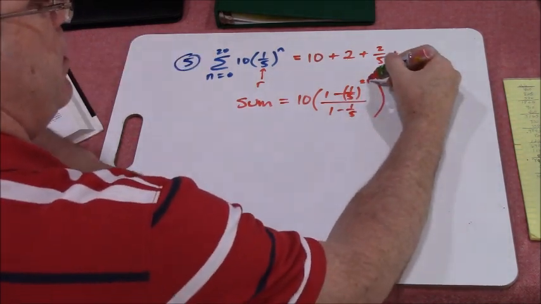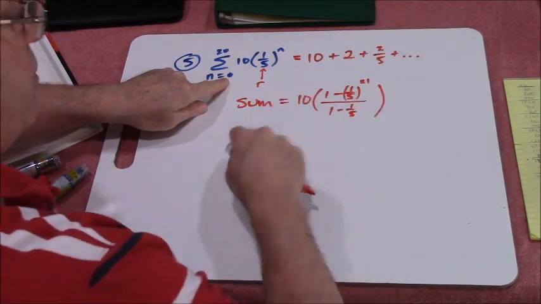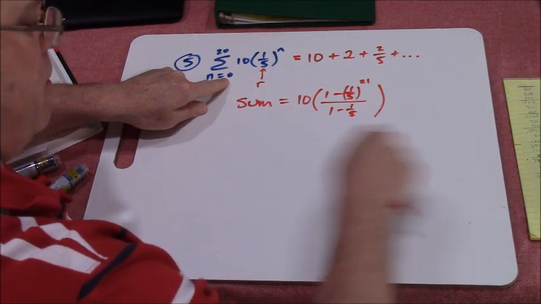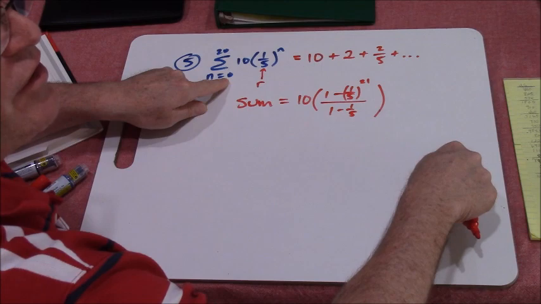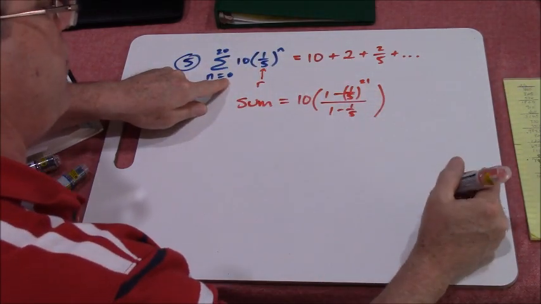If that 21 doesn't make sense to you, write it out. Start at 0 and go 0, 1, 2, 3, 4, 5, 6, 7, all the way up to 21, and then count how many terms you're going to have. I'm sorry, all the way up to 20, and then count the number of terms that you have.